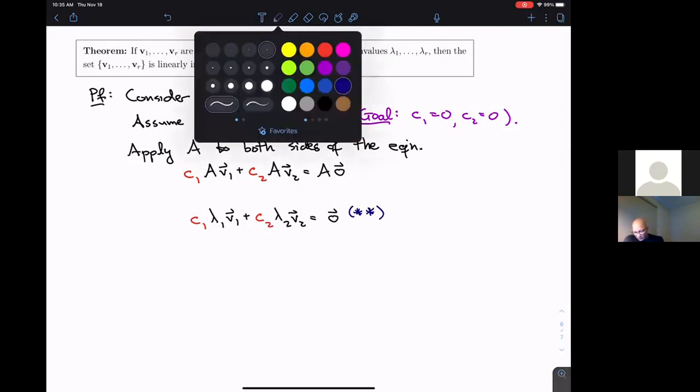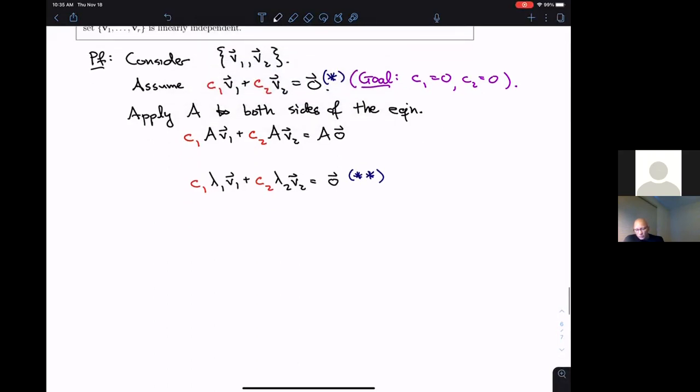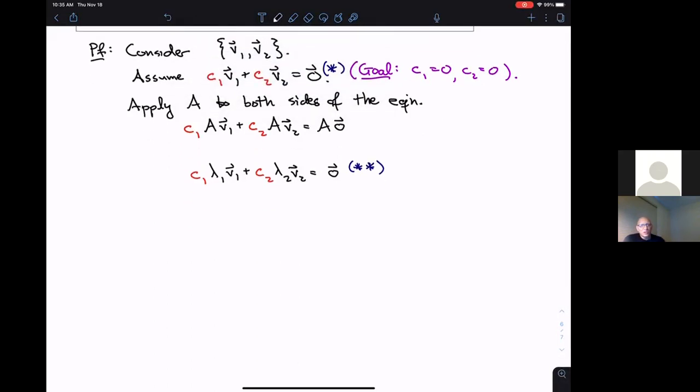In fact, what I can try to do is almost think about this as a system of equations and try to solve them simultaneously in a way. So what if, for example, I multiply equation star by lambda1, just by this constant all the way across? What do I get? Well, let me just do a copy paste.